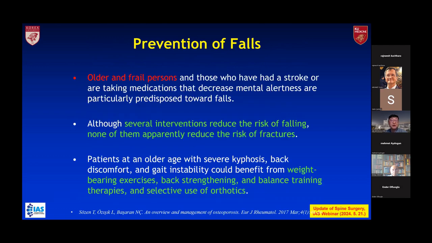The older and frail patients, and those patients who had stroke or are taking medication that decreases mental alertness, are also very predisposed to falls. So several interventions reduce the risk of falling. Weight-bearing exercise, back strengthening, balance training, and selective use of orthotics are also very important.